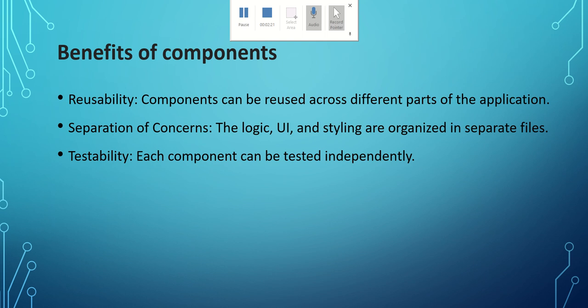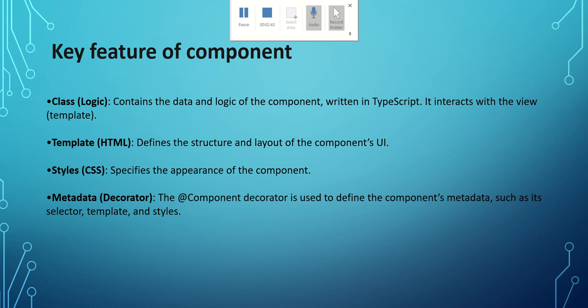And separation of concern, so the logic, UI, and styling are organized into separate files. So each component has at least three files. One is HTML file, one is CSS file, and one is TypeScript file to maintain the logic. And testability, each component can be tested independently. So key feature of the component are class, template, style, and metadata. So what is metadata? The component decorator is used to define the component metadata such as its selector, template, and style. We will see in the next slide.